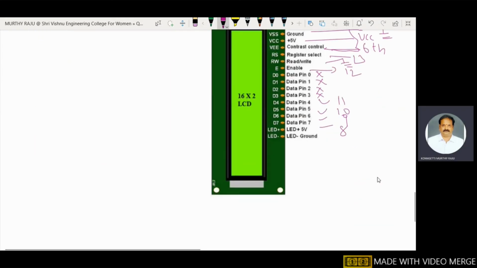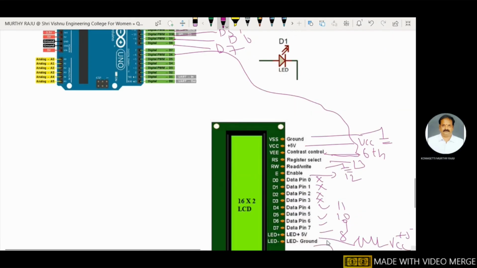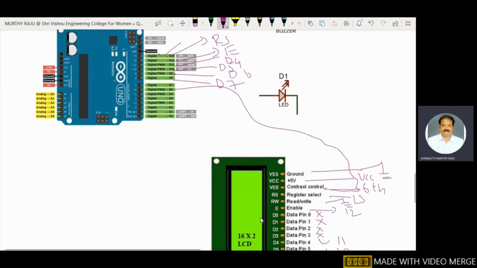These are the interfacing connections. The LED is connected to 5 volts through a 220 ohm resistance. The last one is ground. The LCD backlight is connected to plus 5 volts through a resistance. This is the LCD interfacing with Arduino.